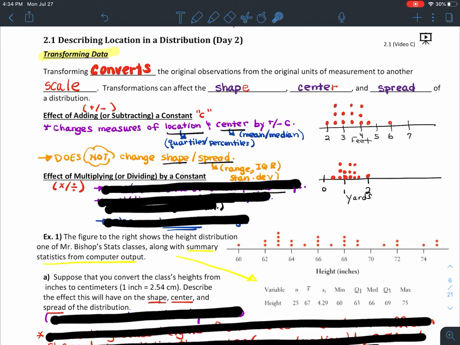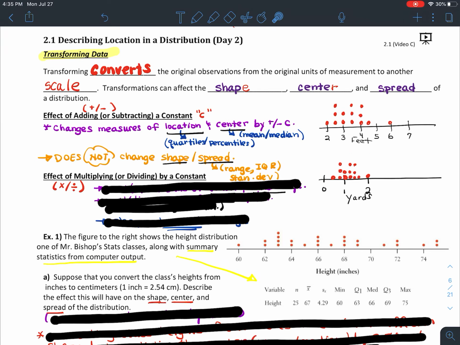Okay, so here's what we want to memorize. Adding or subtracting a constant to all the pieces in our data set will change your measures of location and your measures of center, and how it affects that is whatever your measures of center and location were, you're just going to add that constant to that value, okay, or subtract, okay? However, shape and spread stay the same, okay?